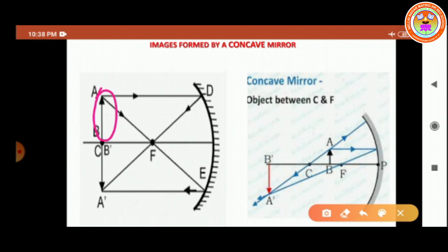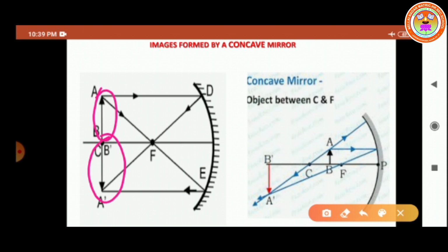AB is taken as an object. After the reflection, the image will be formed at the same point only. Here it is given A dash B dash, so the same size of the image will be formed. So it's understood the object is located at the center of the curvature. It gives us the same size as the object, and a real and inverted image will be formed at the center of the curvature point only. So the position of the object is C. The position of the image is at C, and the image size is the same size as the object, and it gives us a real and inverted image.